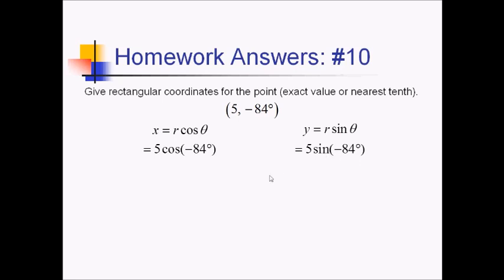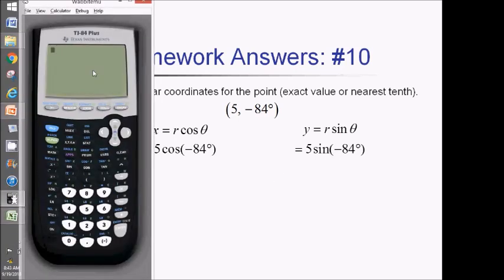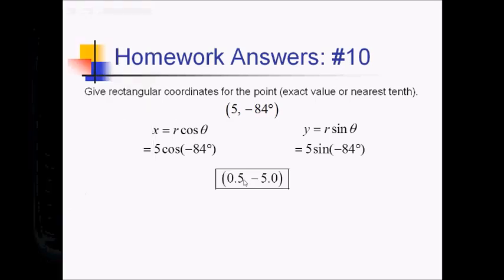Let me go ahead now and plug both these in my calculator. So make sure you're in degrees for this. We've got 5 cosine -84 comes out to roughly 0.5 if I round off to the nearest tenth. And then 5 sine of -84 is going to come out to negative, I guess this would be 5.0 if we round that off. So 0.5 comma -5.0 for that one.